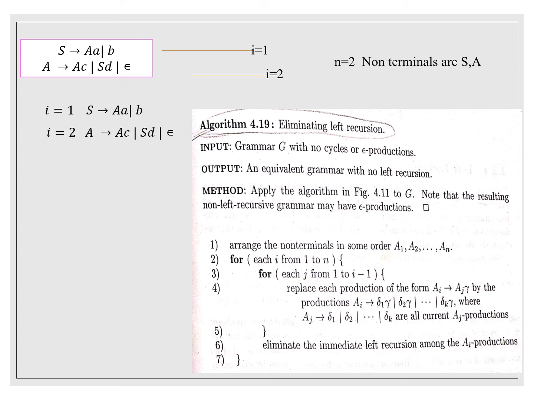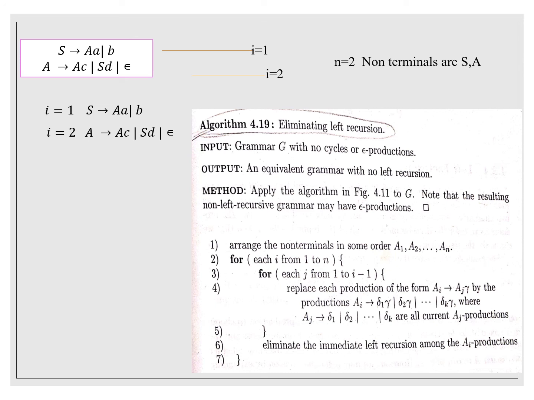Only one. So what we have to do, the condition is true, therefore we have to replace a production of the form Ai derives Aj gamma. Okay, what is Aj? Aj is equal to delta 1 | delta 2 | etc. delta k. So we have to replace that. In the place of Aj, we have Ai derives delta 1 gamma | delta 2 gamma | etc. delta k gamma.